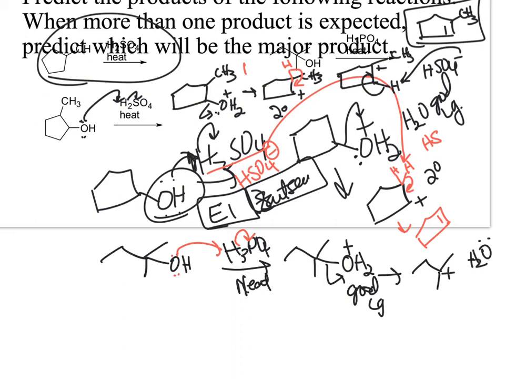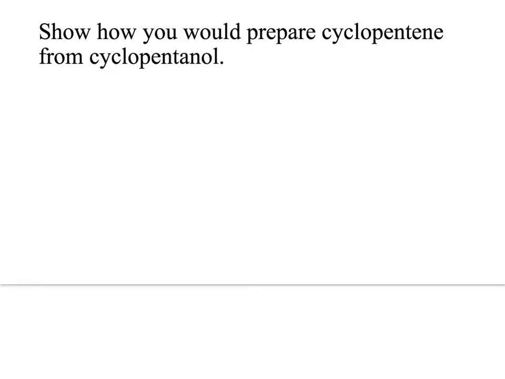So water is a good leaving group. It's very stable. Now you have a tertiary carbocation. So you've got to look at the neighboring carbons and their hydrogens. And you're going to take the proton from the most substituted, because when you do that, you're going to get the Zaitsev's product, which will be the more substituted alkene. So this is a trisubstituted alkene.